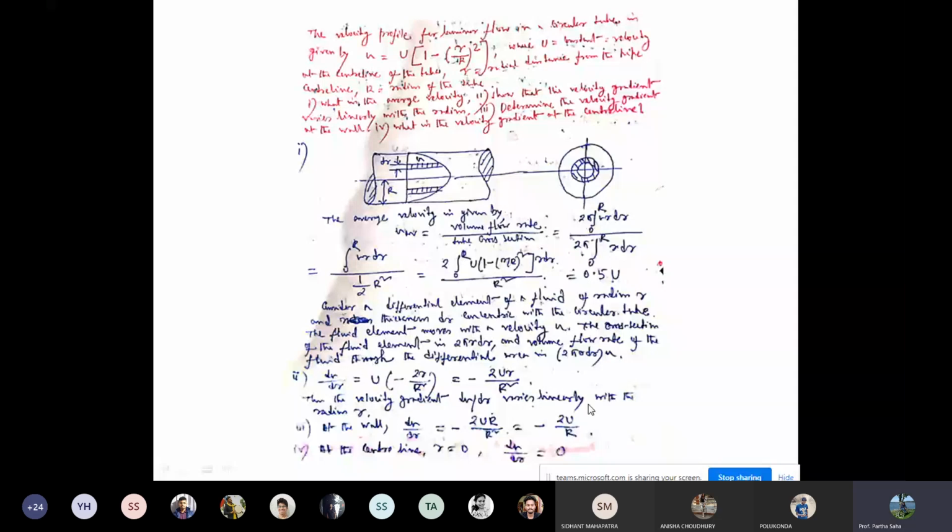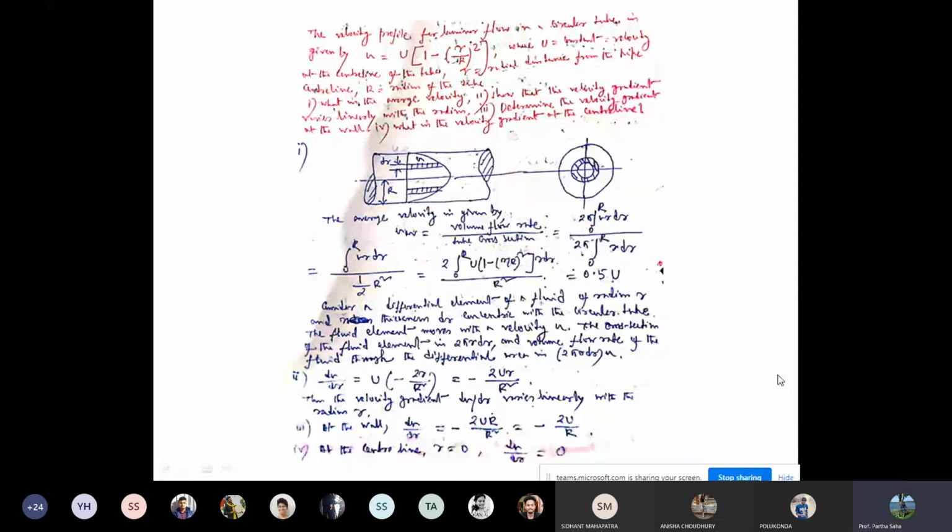Now at the wall, small r becomes capital R, right? So du by dr will become minus 2UR by R square. You put the value of capital R, and it will become minus 2U by R, and at the center line small r is 0, so du by dr is 0. So the velocity gradient varies from 0 at the center line to the maximum of minus 2U by R at the wall. And the velocity is opposite, 0 at the wall and maximum at the center.